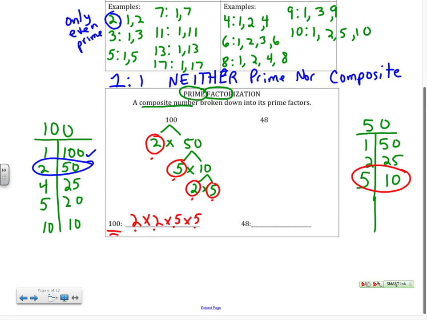I can also write this with square numbers, exponent form. So I can say 2 to the second power times 5 to the second power. All right, that's it for now. If you want to try 48 on your own, go ahead and give that a try.